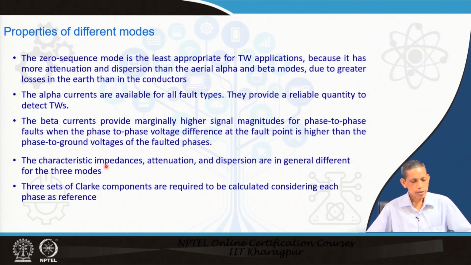The characteristic impedance, attenuation and dispersion are in general different for the 3 modes. 3 sets of Clarke components, as I mentioned, with reference A, reference B and reference C, can be acquired differently, and that is why it is more calculation intensive. And this should be completed in the microsecond order, because of the fastness of the travelling wave.